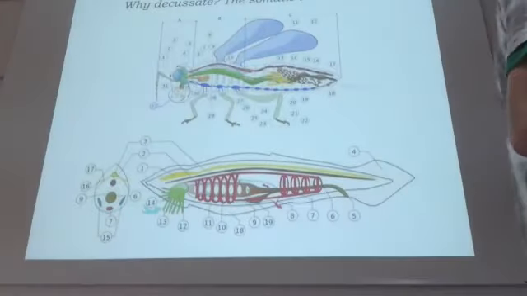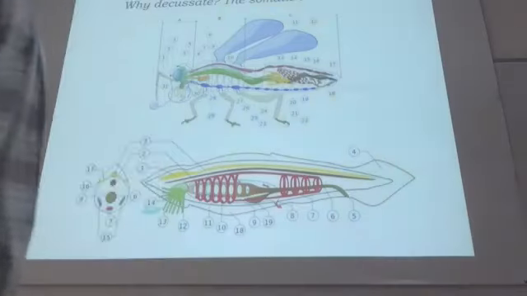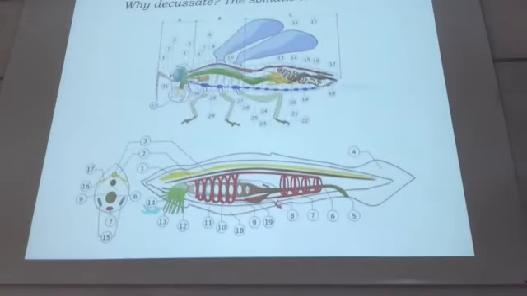The other model is a mathematical model that was developed, and it shows statistically or mathematically that when you decussate, you are less prone to errors in where each fiber is supposed to go. I can't even explain why, but that's the model.